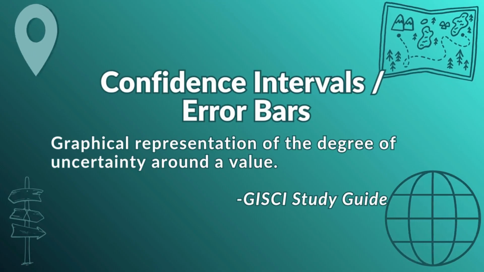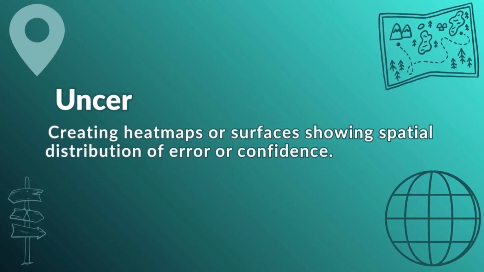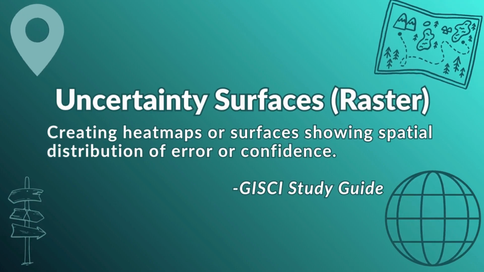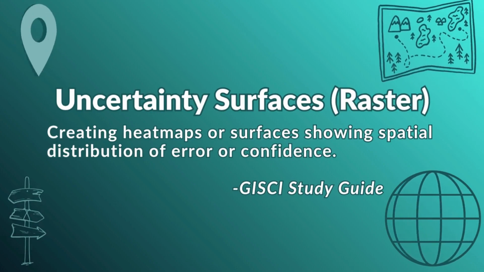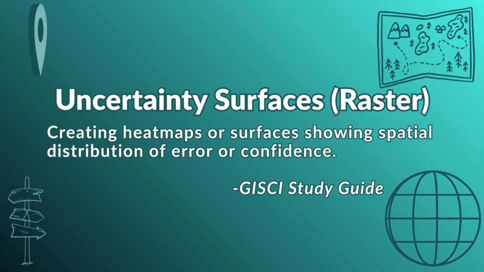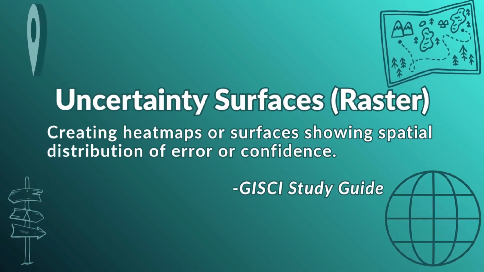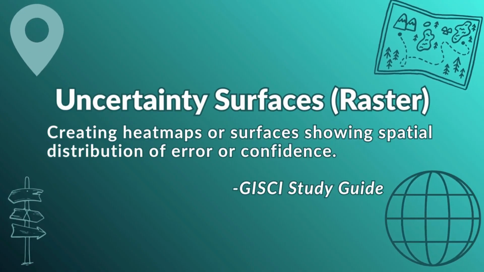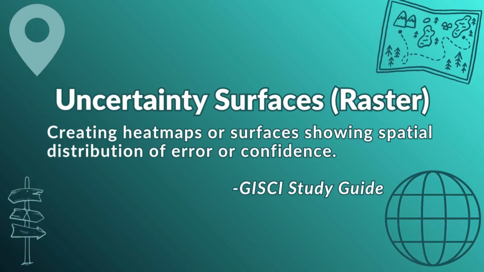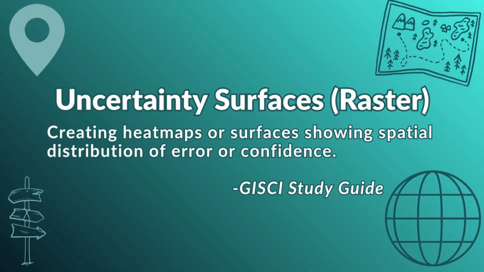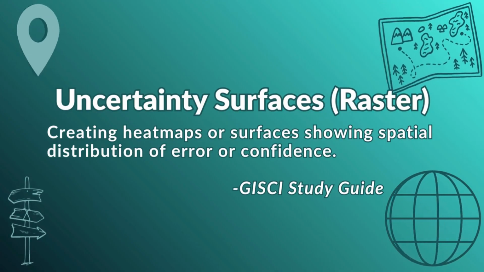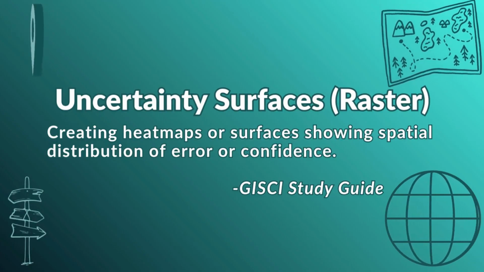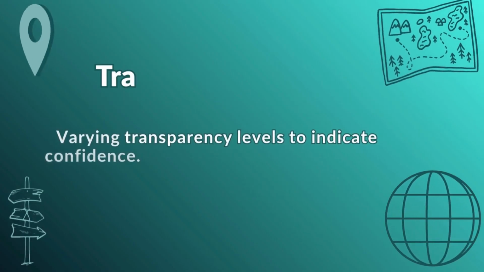Simple but effective. Next up are uncertainty surfaces, which the book says are often done with rasters. This is where you create a heat map showing the spatial distribution of error. For example, if you are using a digital elevation model, a DEM, to predict where the water will flow, you overlay a raster surface that glows bright red in the areas where the vertical elevation data is known to be sketchy. I love that. You can literally just point and say, don't trust the water flow prediction in this glowing red canyon.